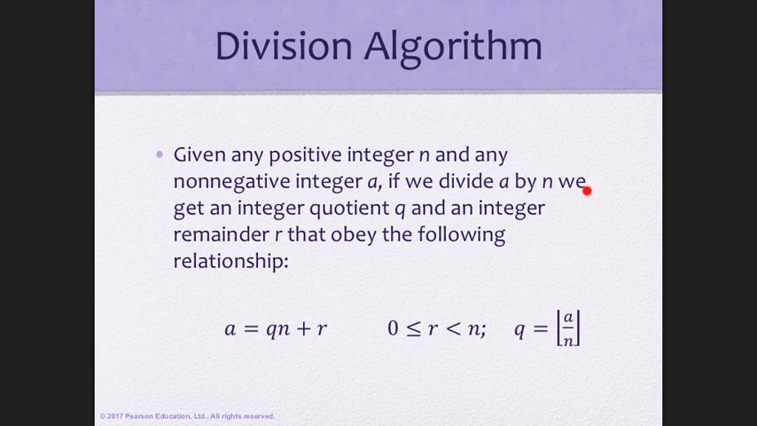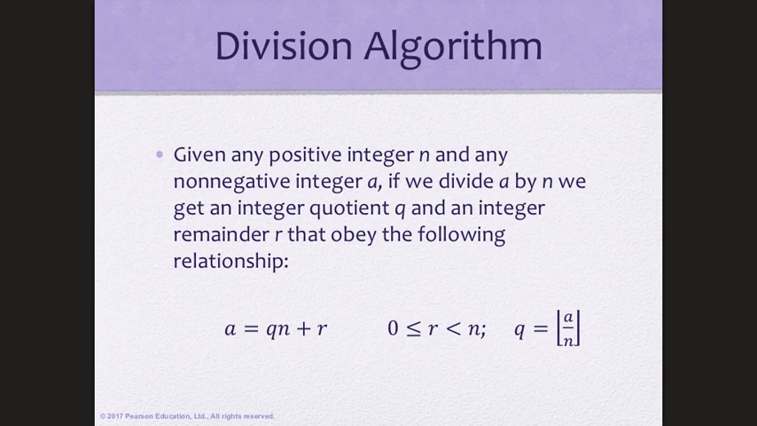If we divide a by n, the division of a by n in the integer domain results in a quotient, some multiple of n, plus a remaining part that cannot be represented as multiples of n. We call this the remainder. So any integer division operation has the quotient, the result of the division, and a remainder, right?